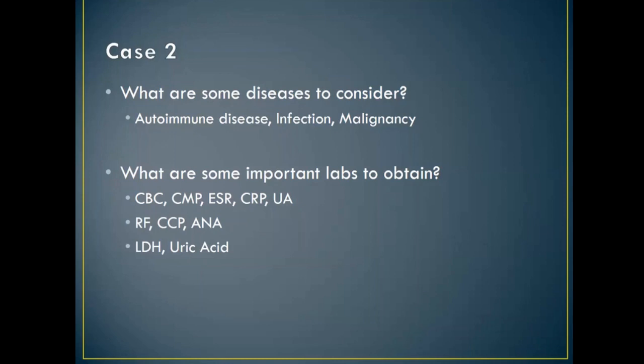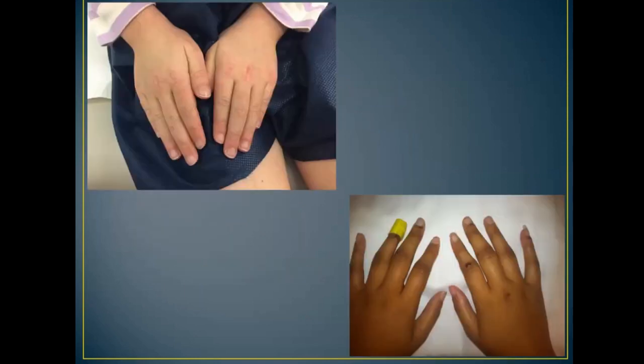The LDH and the uric acid is something we get done to help with ruling out leukemia or lymphoma. We're not usually worried about gout, so we're not getting a uric acid for that reason, because usually children are not going to get gout unless there's something genetic going on. And then there's infectious causes, right? We got the parvovirus, different types of hepatitis, GC, and chlamydia.